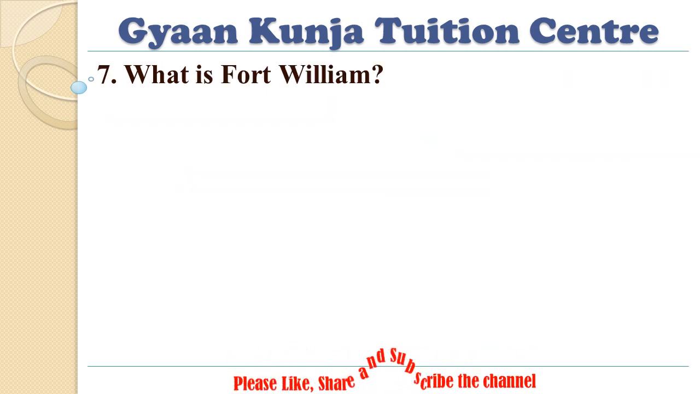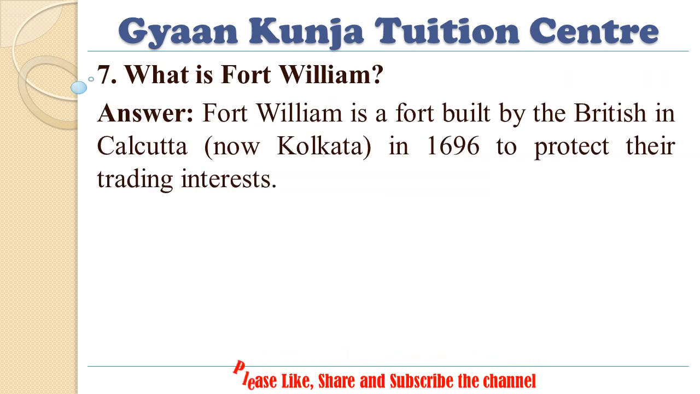7. What is Fort William? Answer. Fort William is a fort built by the British in Calcutta, now Kolkata, in 1696 to protect their trading interests.